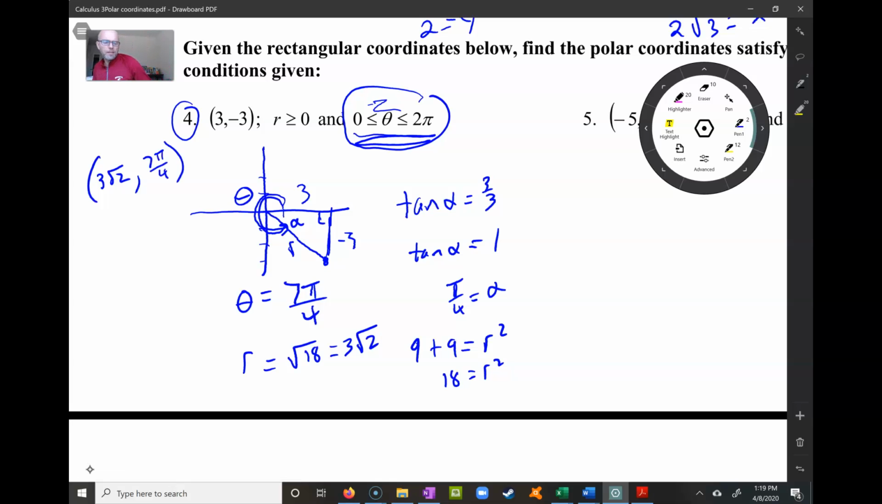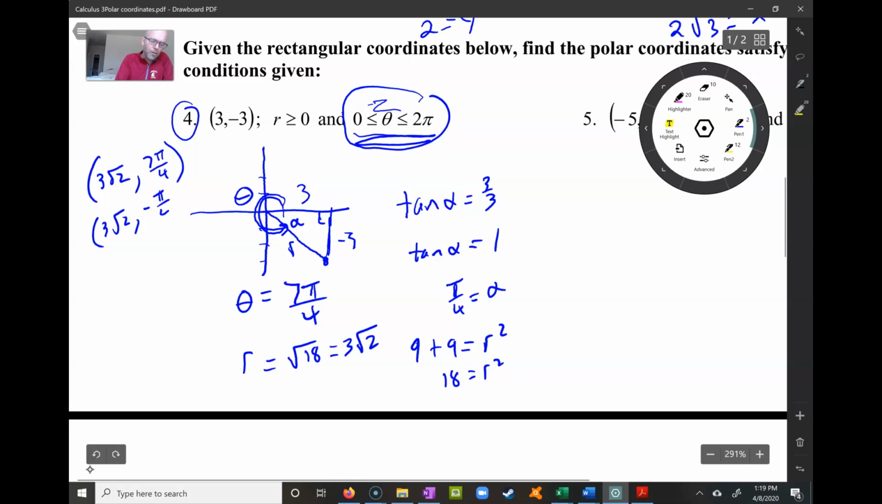Now again, just to make everyone clear on this, there's a lot of different ways I could describe the same point. I could have said 3 rad 2, comma, negative pi over 4. That would have got me to the same location. Or I could have gone negative 3 rad 2, comma, 3 pi over 4. That would get me to the same location.